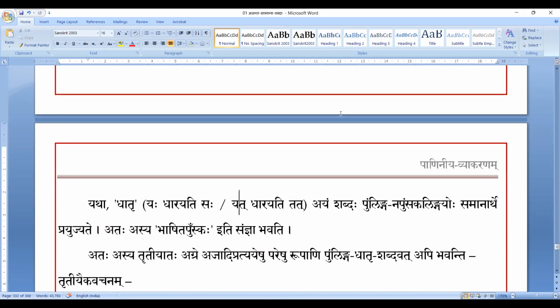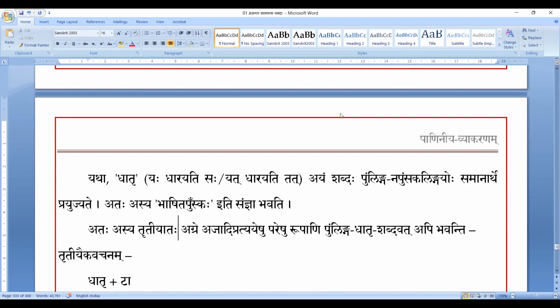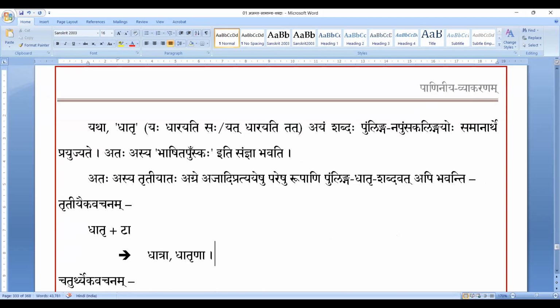Now, Dhatru. Rukaranta, Dhatru, Shabda, if you take, Yaha Dharayati Saha, Dhatru, Pullinga. Yeta Dharayati Tatu, Dhatru. So, Pullinga Napumsakalinga Yoga Samanarte, Ryujati, Dhatru Shabdaha. Therefore, Asya Bhashita Pumskaha iti Sanya Bhavati. Asya Tritiyataha Agre Ajadishu Pratyayeshu Pareshu Rupani. Dhatra plus Ta. So Dhatra is not Kisangika Shabda. Therefore, there is no Anganastriyam. Dhatra plus Ta. So what will be the form in Pullinga?